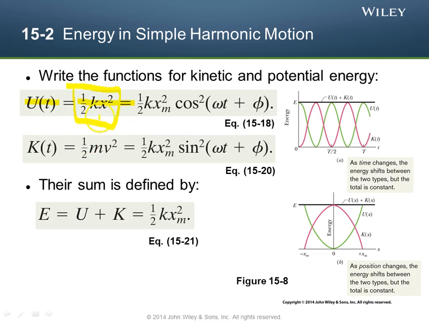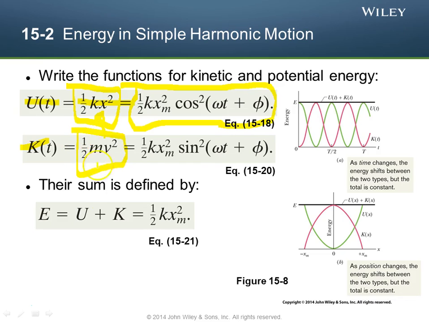This is our maximum. But to write it as a function of time, we are going to use that 1/2 k x sub m squared, the amplitude, times cosine squared of omega t plus phi. And what did we do here? All we did is, instead of x, we put in the x function as a function of time. So what this does is this allows us to know the potential energy at any given point in time, not just any position.